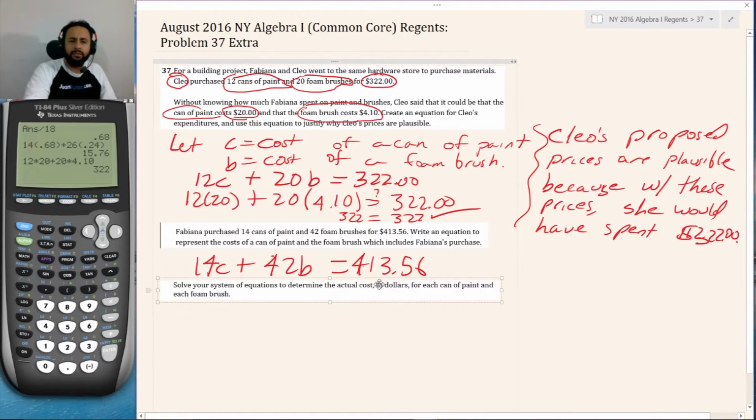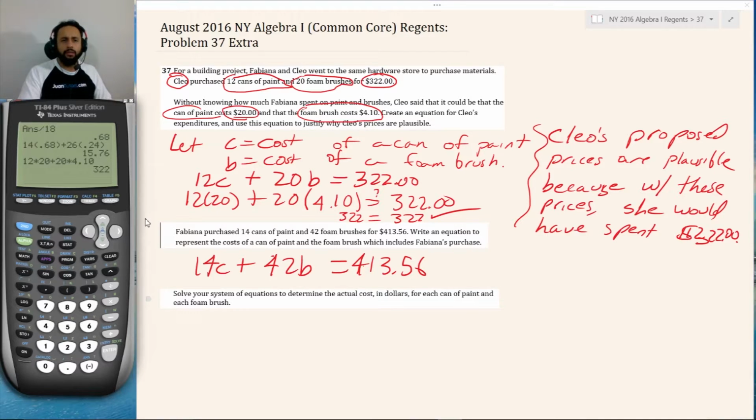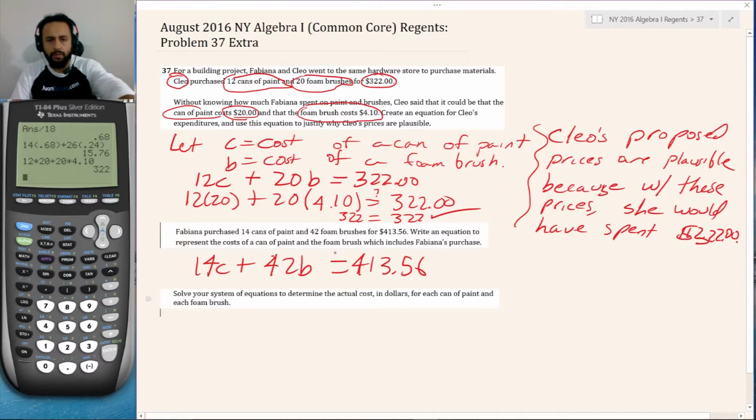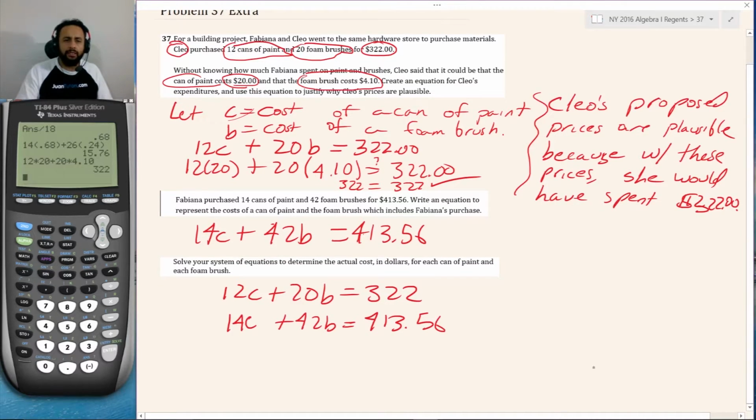Solve the system of equations to determine the actual cost in dollars for each can of paint and each foam brush. Okay, so let's see. I'm going to solve the system. So it's 12C plus 20B equals 322. And then I'm going to say 14C plus 42B equals 413.56. Okay, so now I did the other one by substitution, so I'm going to do this one by elimination.